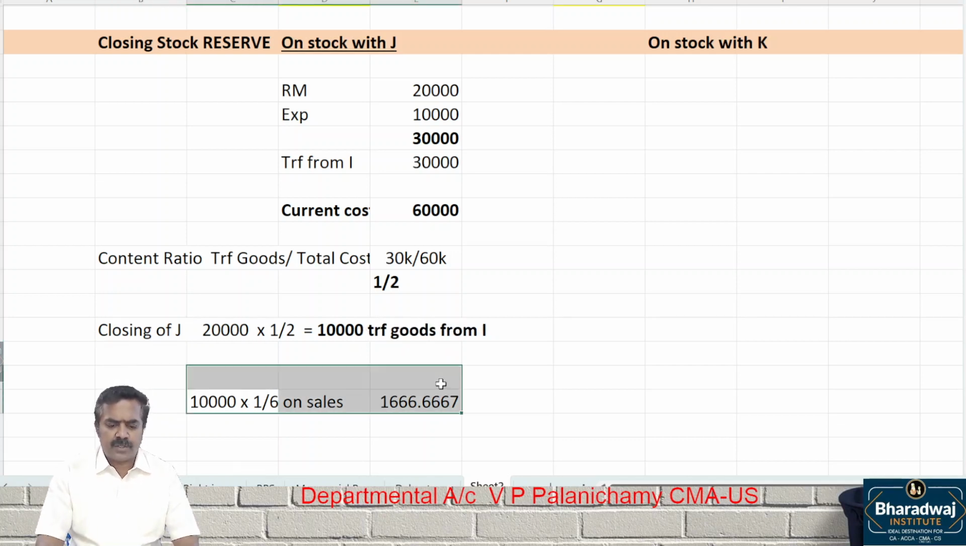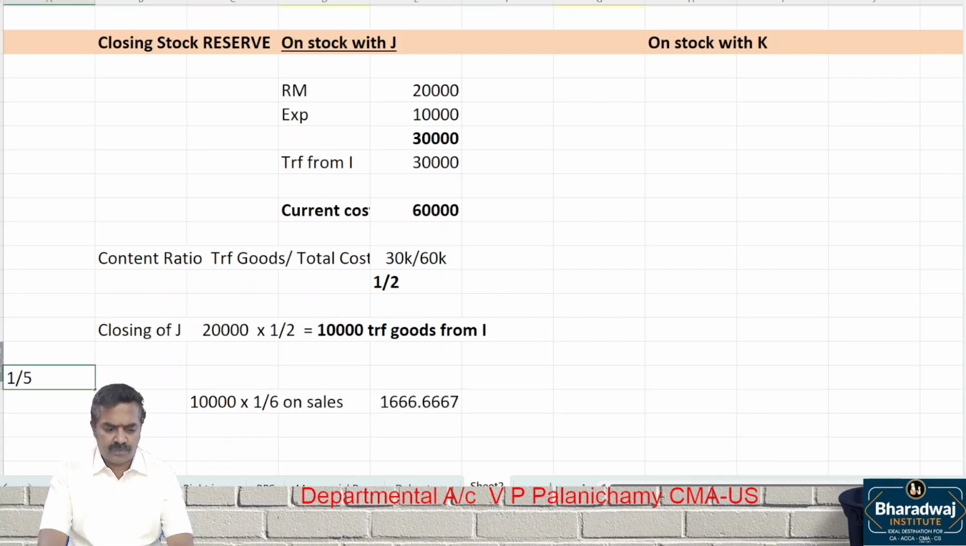Only the transferred goods will have what? The profit element. 1/5 on cost will be nothing but what? 1/6 on sales. So 1/6 on transfer price. Is the overall answer 1000, sir? Let's see. This came to 1667. No sir, tell us the closing. Let's see. I do not know the answer.